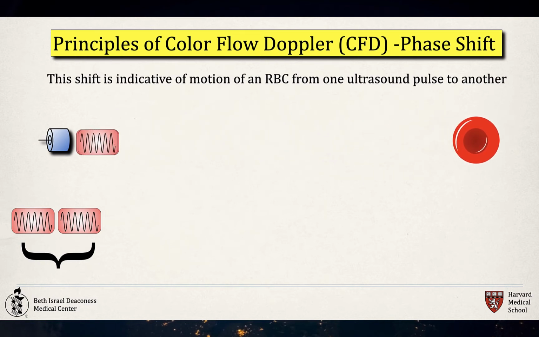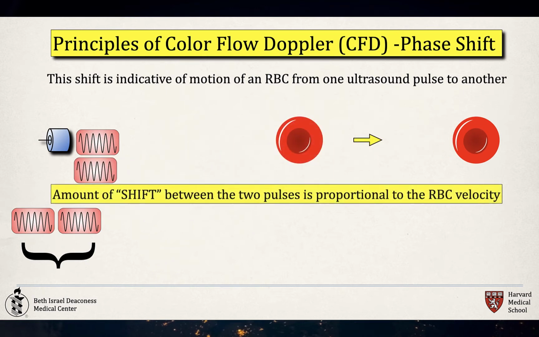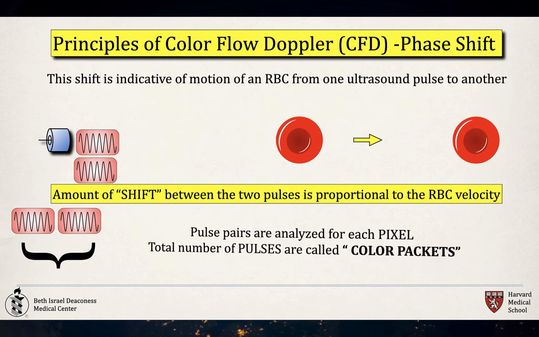The RBC moves away from the transducer, and another pulse is sent out to interrogate the position of the RBC with the next pulse. Now, the amount of shift between these two pulses, how much out of sync they are with each other, is proportional to the RBC velocity and hence the Doppler shift. And this is called the concept of phase shift.